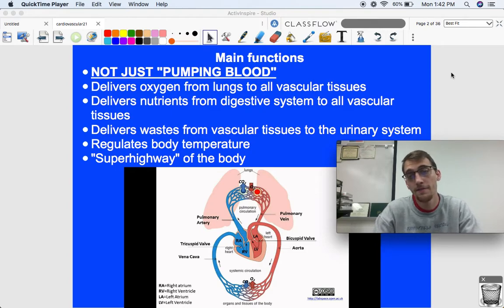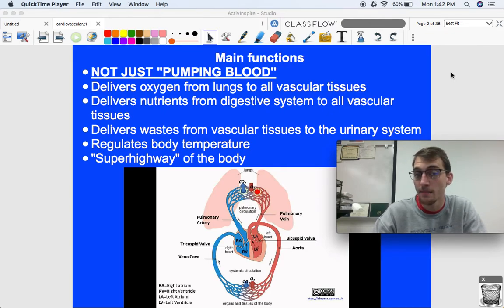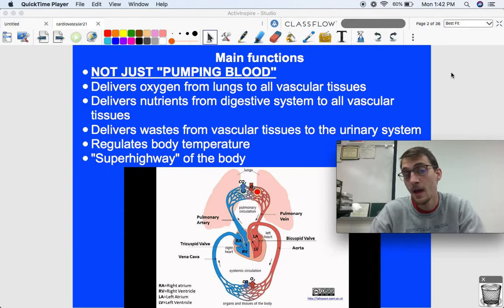Okay, the first thing I'd like to point out is that all the diagrams you're going to see here have deoxygenated blood and oxygenated blood. The deoxygenated blood is blue in the diagrams, and the oxygenated blood is represented by red. But red is always the color of blood. It is never, ever, ever blue. Blue is just representing that there is no oxygen, or little oxygen, in that blood.